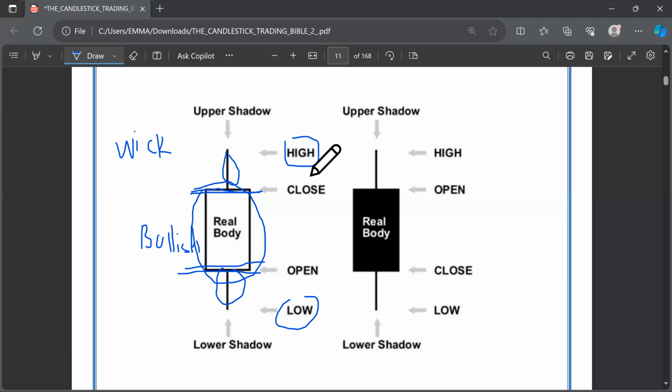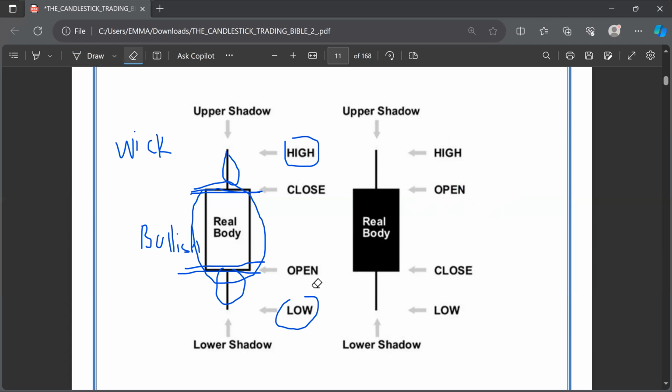In the same way, the bearish candlestick has the same parts as the bullish candlestick, except for the position of the opening and the close. Here you can see that the opening of that candlestick is at the top, and the closing is at the bottom. That's the only difference. Apart from that, all the parts are the same.